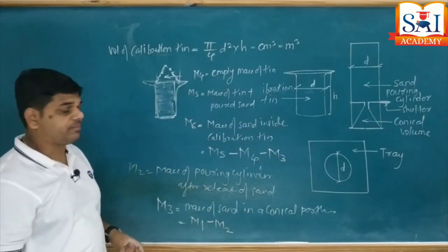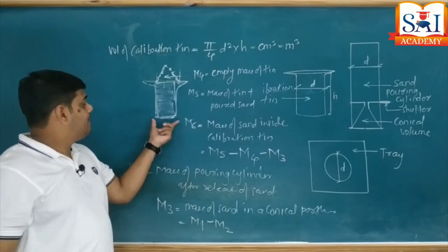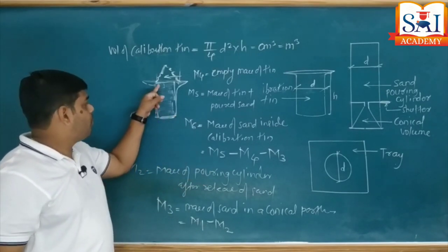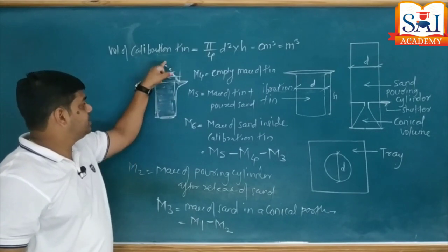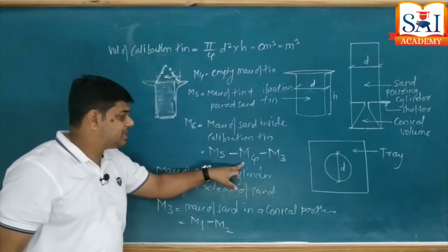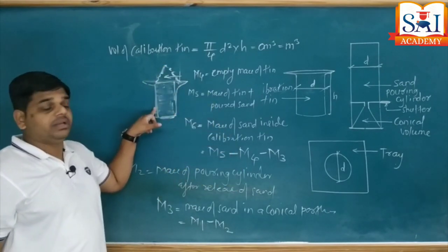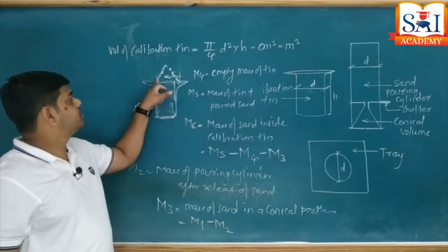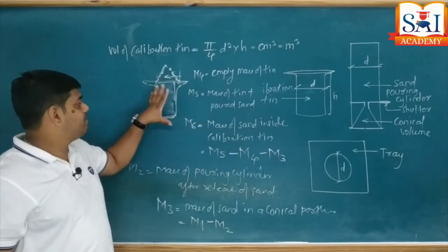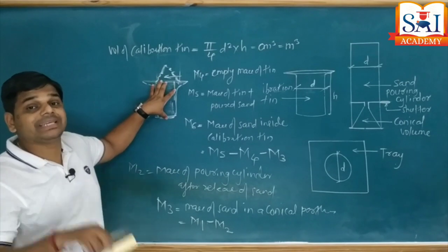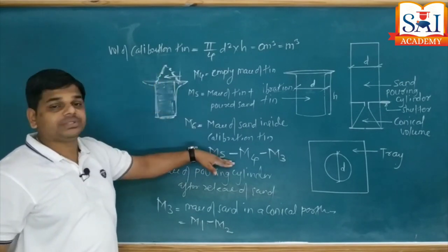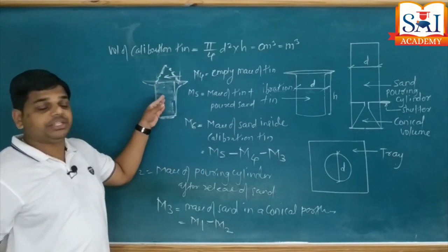One more time, listen carefully. M5 represents the mass of the tin with the poured sand inside as well as in the conical portion. From that subtract the empty mass of the tin and then again subtract the mass of the sand in the conical portion. You will get the mass of sand only inside the calibration tin. Now the mass of sand is available, and the volume of the calibration tin is available.